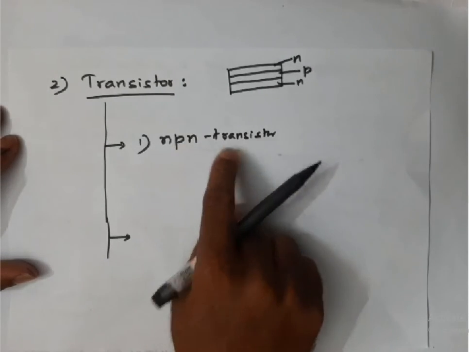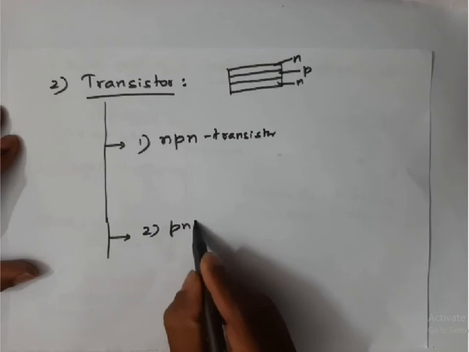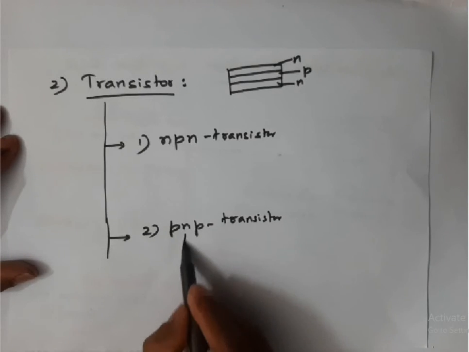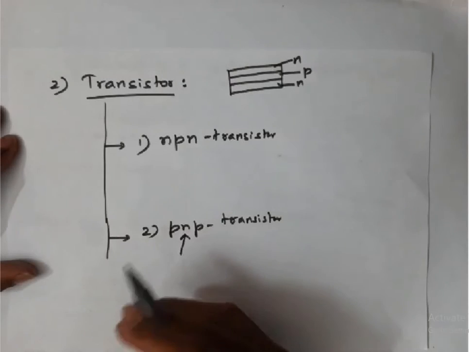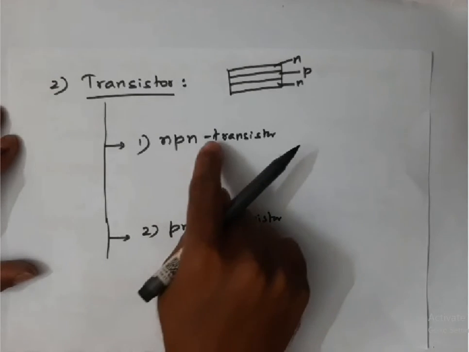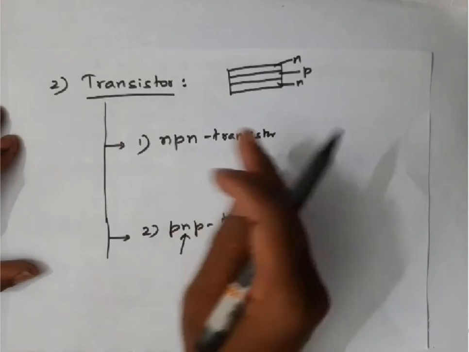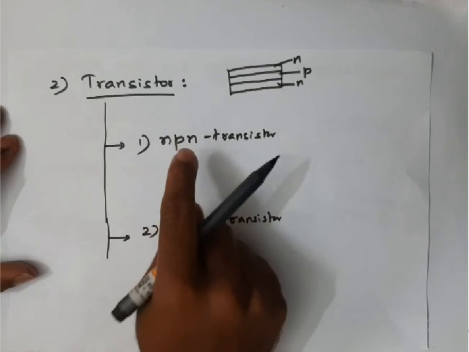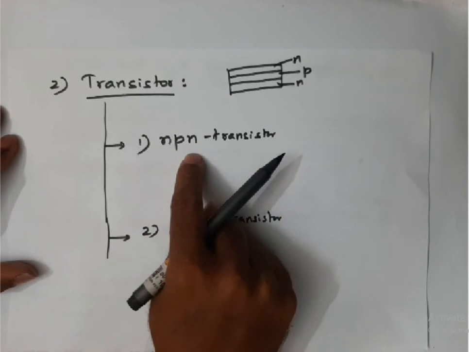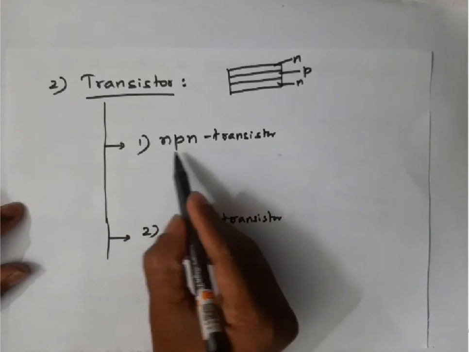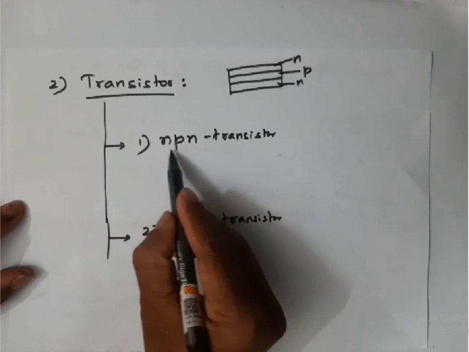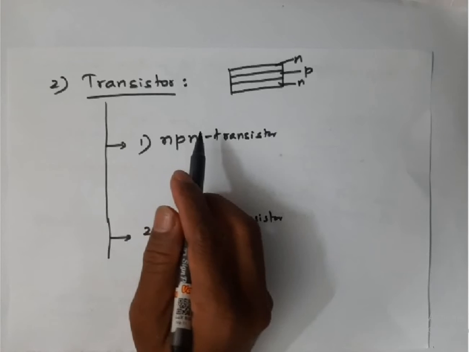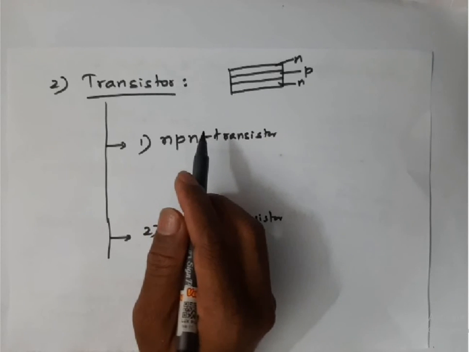One is NPN, the other one is PNP transistors. In PNP, the middle layer is N, and the top and bottom layers are P type. In NPN, the middle layer is P, and the top and bottom layers are N type semiconductors. So a transistor consists of 3 extrinsic semiconductors combined, and you get 2 junctions here. Between NP we have 1 junction, between PN we have another junction.